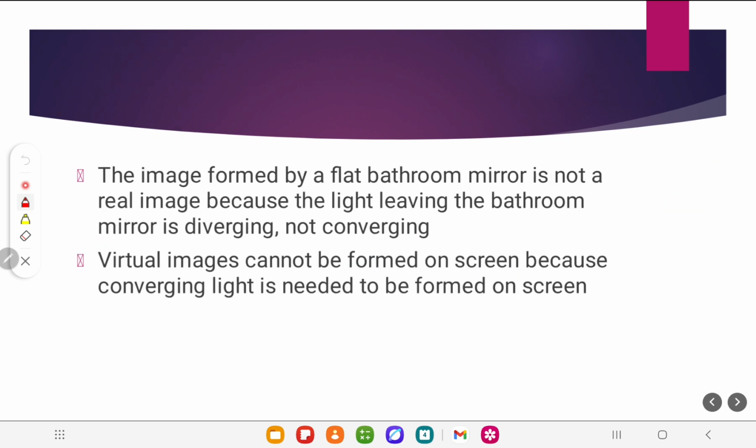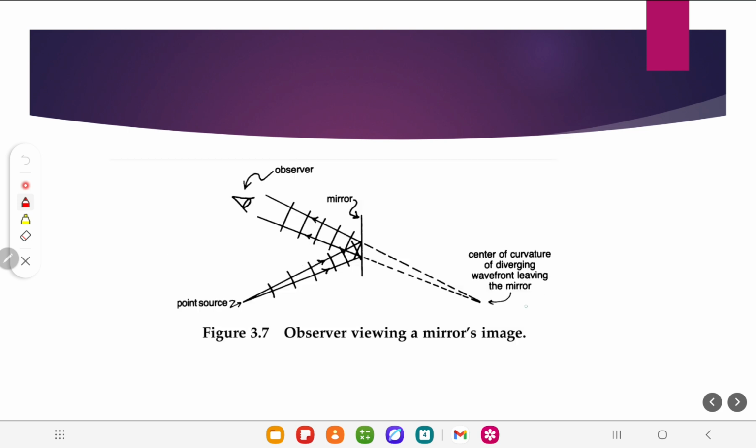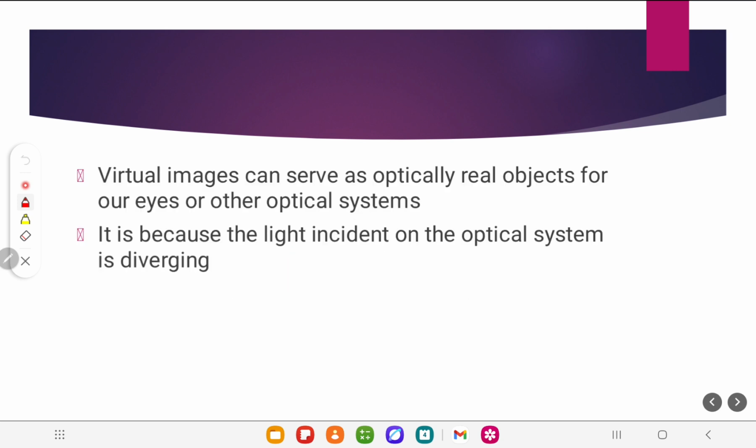A virtual image we can see in mirrors and all these things, bathroom mirrors and so on. In the case of bathroom mirrors, you have seen these pictures, isn't it? It's a virtual image. A virtual image can serve as an optically real object for eyes and other optical systems. It is because the light incident on the optical system is divergent. I'll tell you later on.